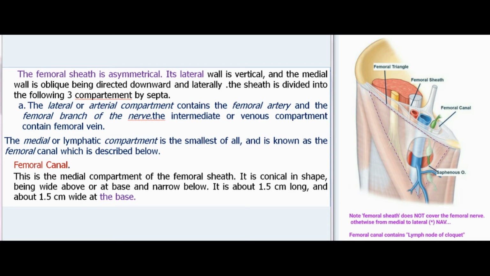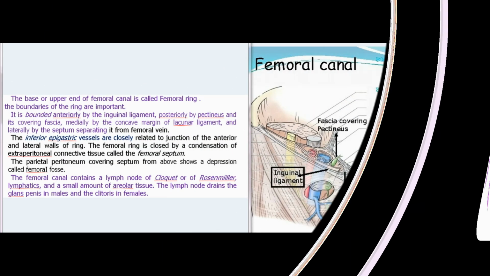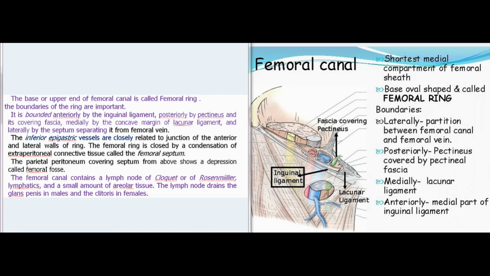It is conical in shape, being wide above or at the base and narrow below. It is about 1.5 cm long, and about 1.5 cm wide at the base. The base or upper end of the femoral canal is called the femoral ring. The boundaries of the ring are important. It is bounded anteriorly by the inguinal ligament, posteriorly by pectineus and its covering fascia, medially by the concave margin of the lacunar ligament, and laterally by the septum separating it from the femoral vein.